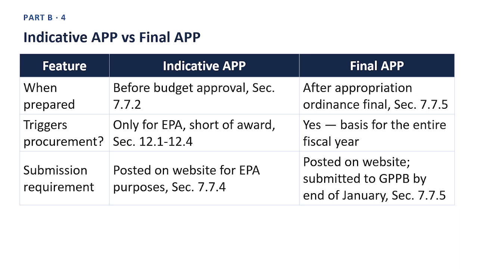Next row. Feature, submission requirement. Indicative APP, posted on website for EPA purposes, Section 7.7.4. Final APP, posted on website. Submitted to GPPB by end of January, Section 7.7.5. Use this table as a direct lookup reference whenever you need to check indicative APP versus final APP.